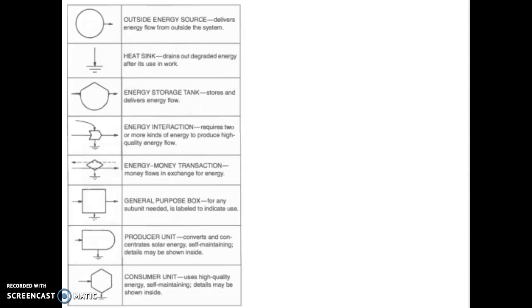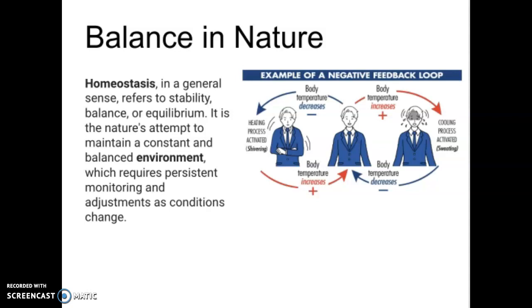There are two more things we need to study, which is balance in nature. The balance in nature is called homeostasis. It is the balance or equilibrium in the system. And the environment uses feedbacks for that. For example, if you are very hot, if your body temperature increases, you start the cooling process. So you start a feedback here. Or if your temperature decreases, you start shivering and your body temperature increases. These are the signs of feedback. We call it negative feedback and positive feedback.